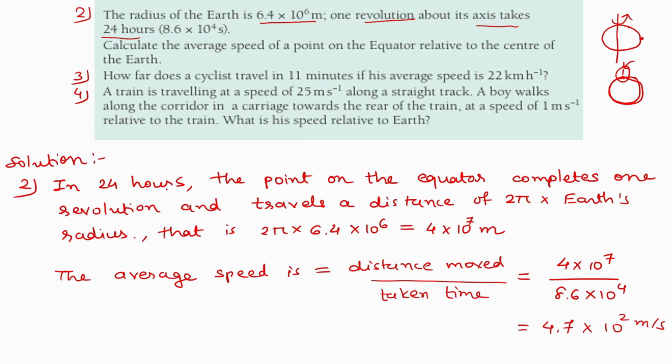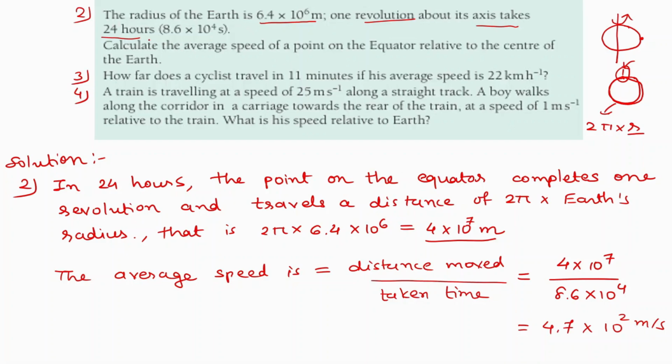So in the answer, in 24 hours, the point on the equator completes one revolution and travels a distance of 2 pi into the Earth's radius, which means its circumference, 2 pi r. R is the radius of the Earth here. They have given us the radius of the Earth. Put the value here, and you will get the answer of about 4 into 10 to the power 7 meter.